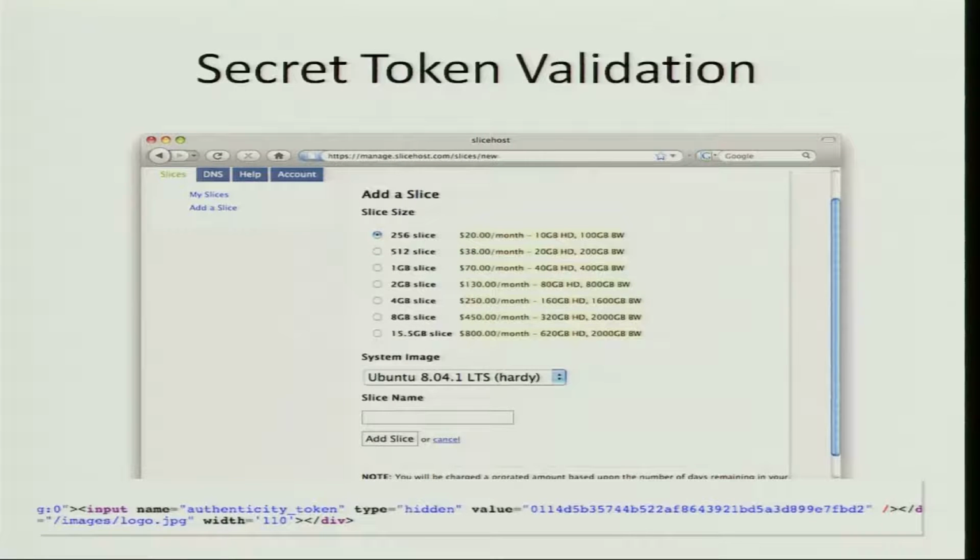If you look at the bottom of the screen, you see one of the secret token examples here.